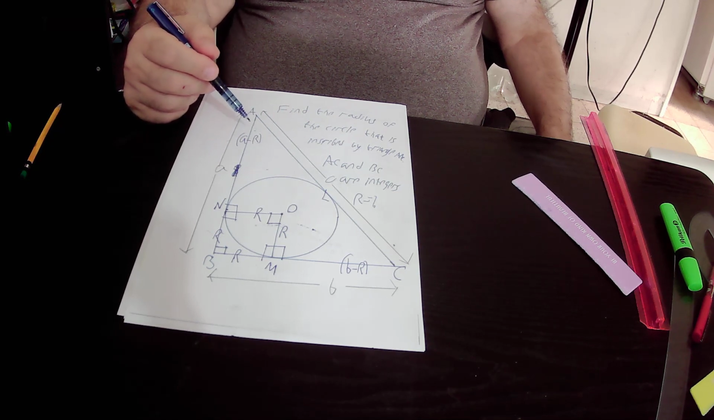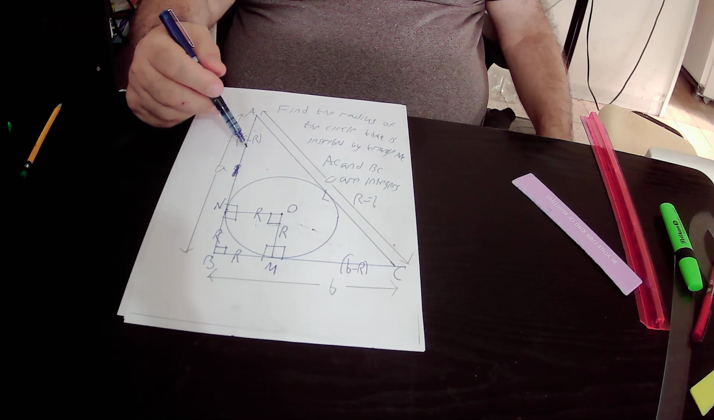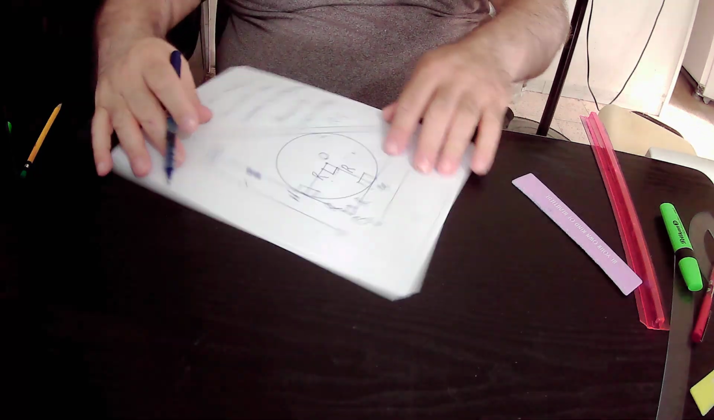from one side, but from the other side, we have already found out that AN equals A minus R. Therefore, AL must also be equal to A minus R.